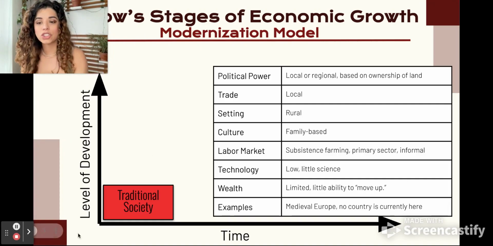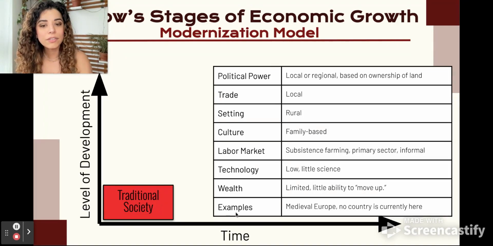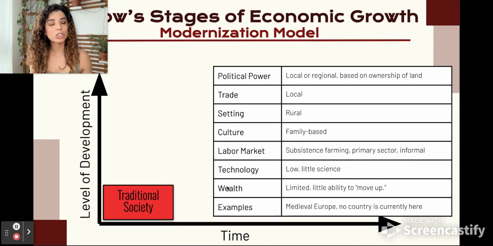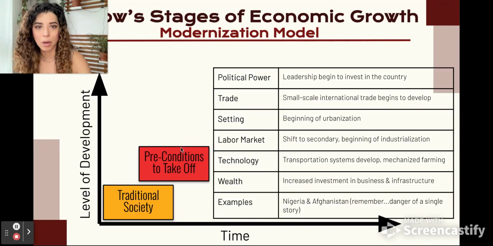All right, so the first stage, traditional society, as you can see, earlier in time and lower on development. These are different ways we can measure this, right? Political power, local or regional, and this used to be based on ownership of land. Trade was local. The setting was rural. Culture was family-based. The labor market had subsistence farming, and pretty much primary sector and informal. Technology was low, little science during this time period, and then wealth, little and little ability to move up. So think of medieval Europe, right? We don't have this in existence anymore, but this is like the first stage of this model.